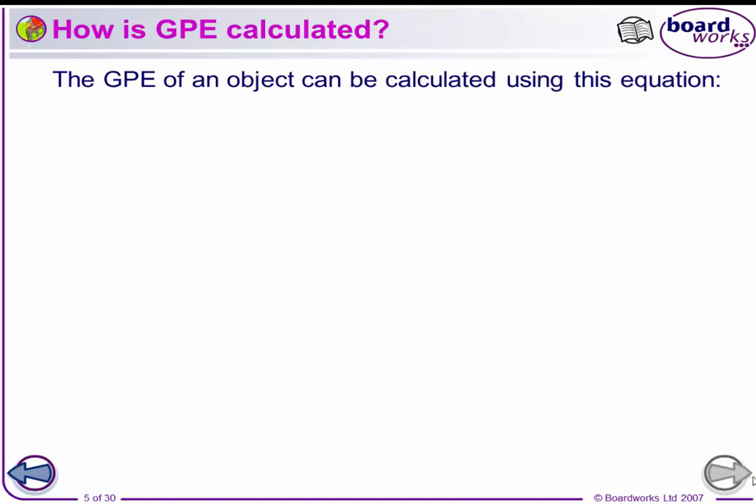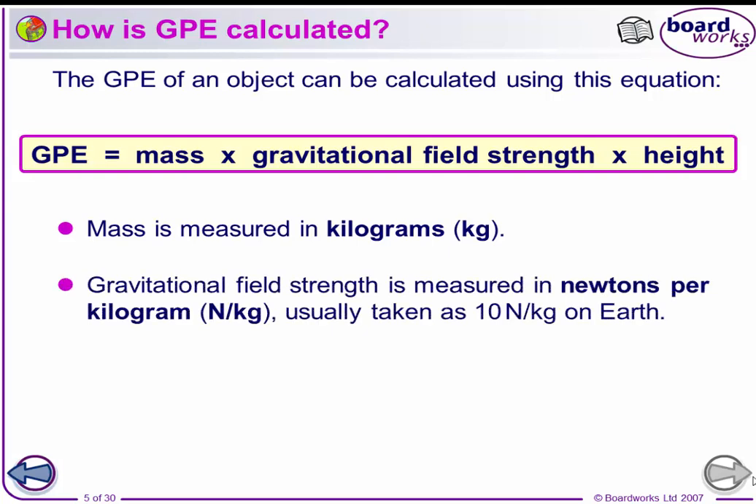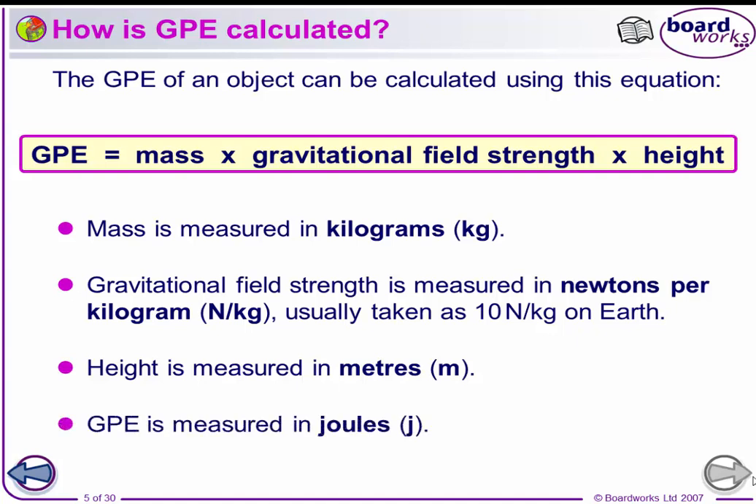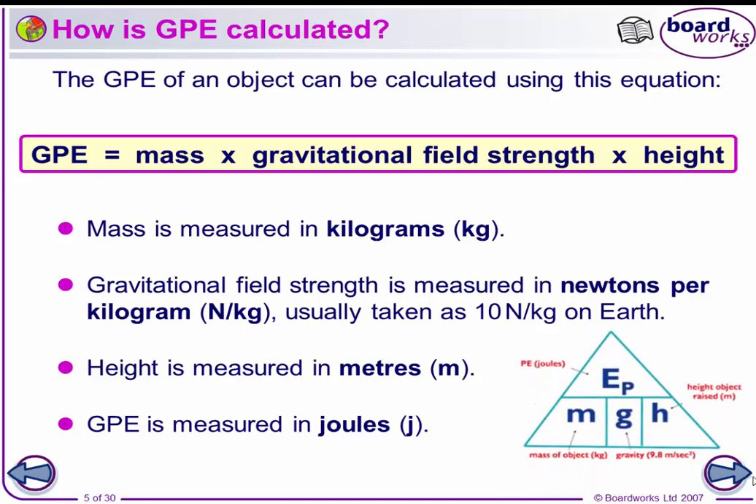The gravitational potential energy of an object can be calculated using this equation. GPE is equal to mass times gravitational field strength times the height. The mass must be measured in kilograms. The gravitational field strength is in newtons per kilogram, and that's usually taken as 10 newtons per kilogram. And the height is measured in meters. So the gravitational potential energy is measured in joules. And we use this triangle to help us solve the formula.